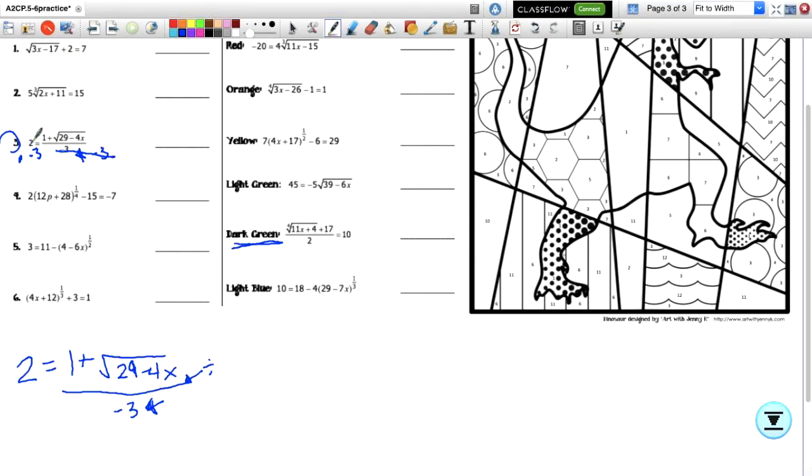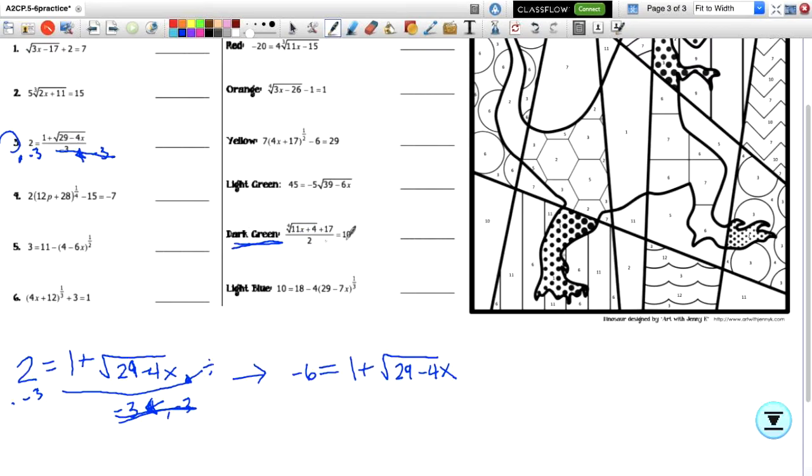Okay, and I'm going to have 2 times negative 3 over here, which is going to be a negative 6, equals, and then when I times by negative 3 here, boom, those canceled. And this one gave me my negative 6. So now I'm just going to have 1 plus the square root of 29 minus 4x. Now this looks as easy as the ones above. Okay, don't let that denominator intimidate you.